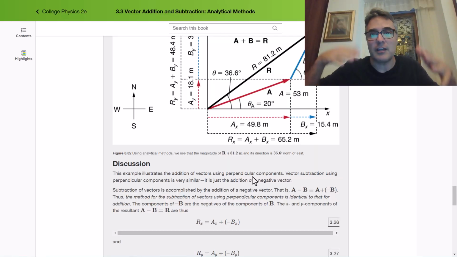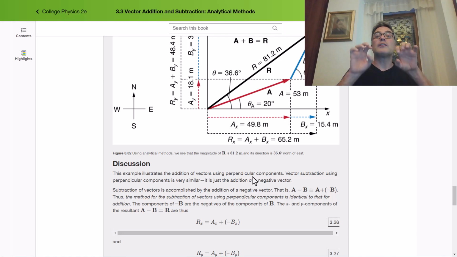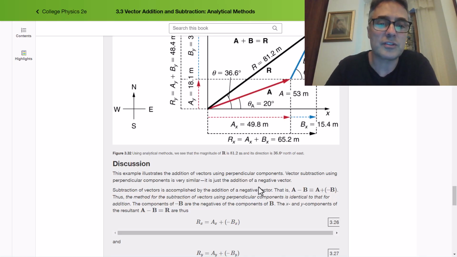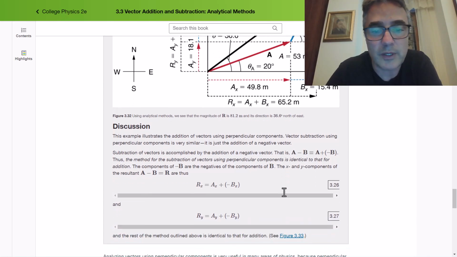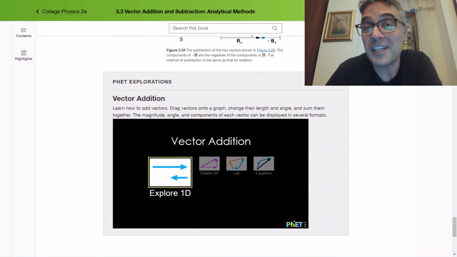If they're negative, then you have to subtract them out, but it's pretty easy to keep track of the plus or minus signs. Then, when you've got the components of your result, if you want to get the magnitude and direction, you can use Pythagoras and the tan to the minus 1 to get that direction back. So there's one more PhET exploration. Let's take a quick look.